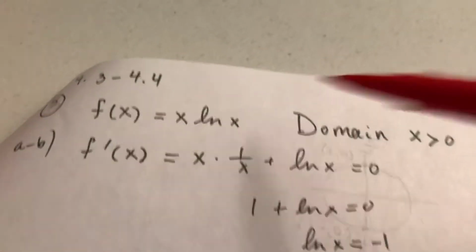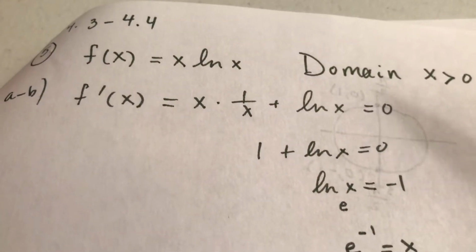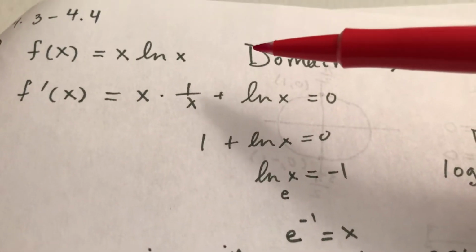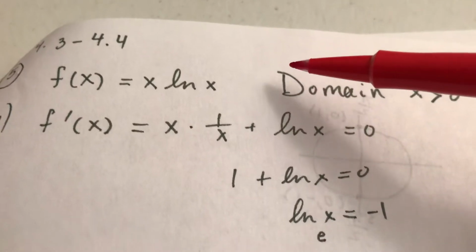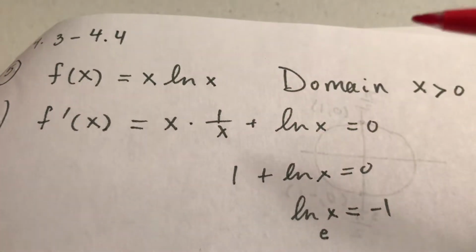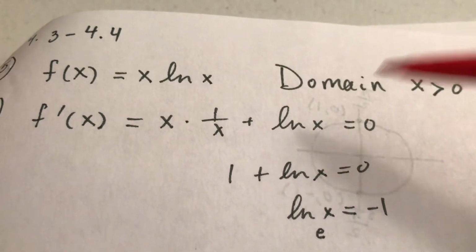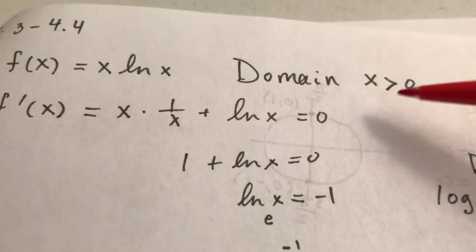We're back. Section 4.3, 4.4. This is number 5. So I'm just trying to look at some of our different functions. We've got e to the x, we've got ln of x, we have trig functions, and so on. So here's one with the ln of x in it. And I'm going to state the domain is x greater than 0.